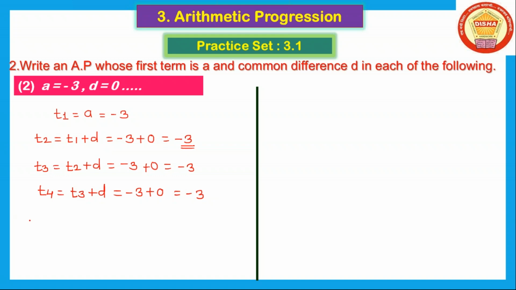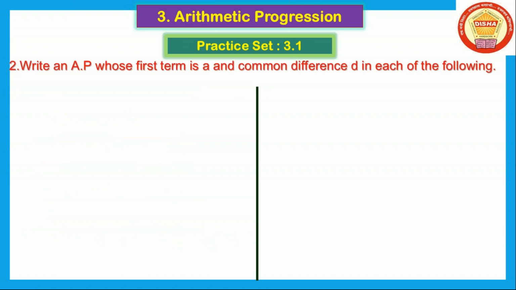So we write below here, an AP is -3, -3, -3, -3 dash dash dash. Means we here find up to 4 terms, first 4 terms to write an AP. Okay.